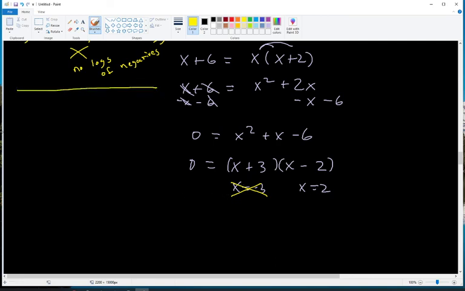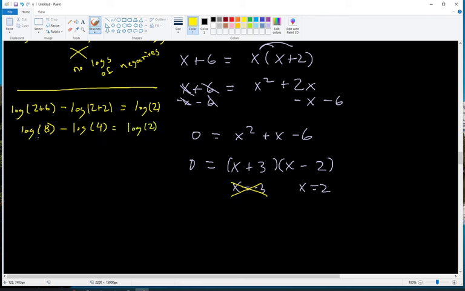All right, let's try x equals 2. We want log of 2 plus 6 minus log of 2 plus 2 equals log of 2. So 2 plus 6 is 8, so this is common log of 8 minus common log of 4, is that common log of 2?